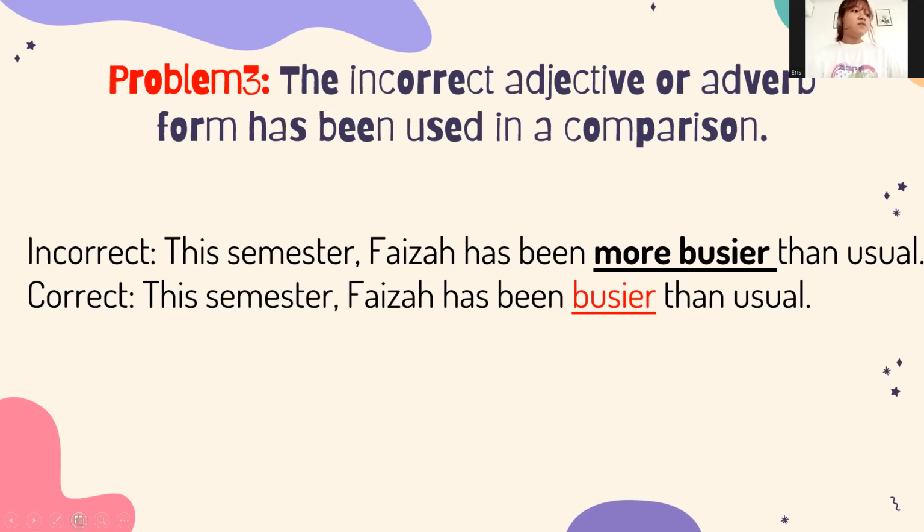The incorrect adjective or adverb form has been used in a comparison. So the incorrect one is: this semester, Faiza has been more busier than usual. And the correct sentence is: this semester, Faiza has been busier than usual. It is also really important to know how to do comparison in order to write the correct sentence. So this one also you need to know more about how to use words in comparison.